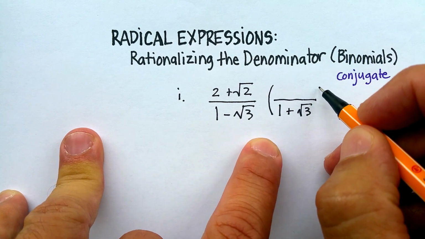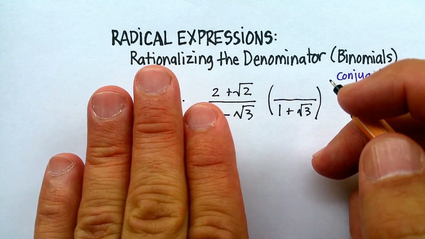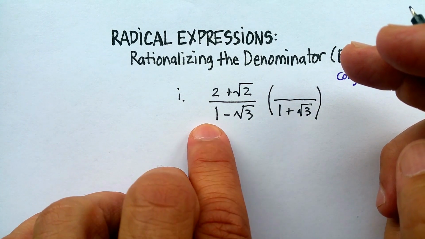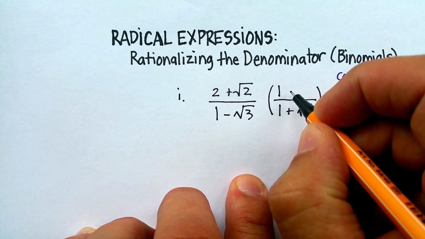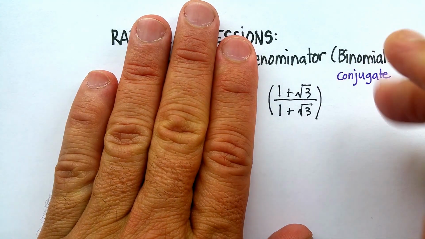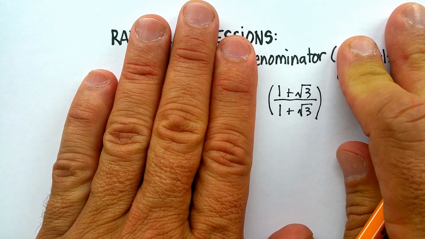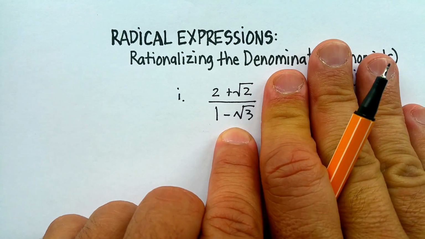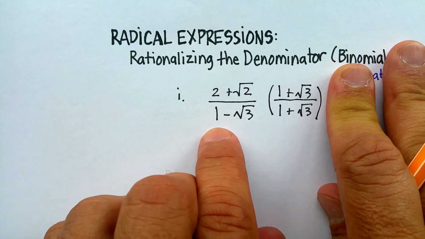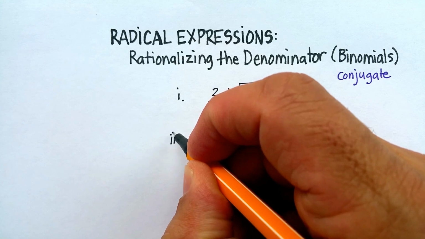And again, since I'm just simplifying this problem, I want to multiply by 1 because that won't change the quantity of this problem, but it will help me rationalize the denominator. So I'm just going to multiply by the conjugate in the form of 1, right? Because 1 plus radical 3 over 1 plus radical 3 is equal to 1. So essentially what I'm doing is I'm multiplying this expression by 1 and then getting rid of the radicals in the denominator. Okay?